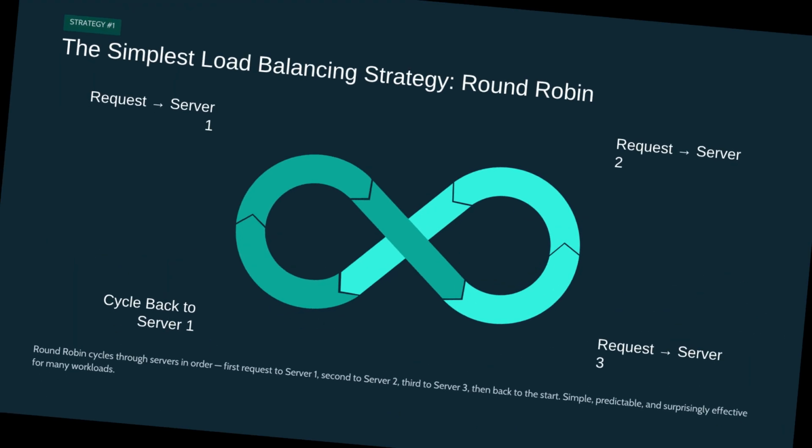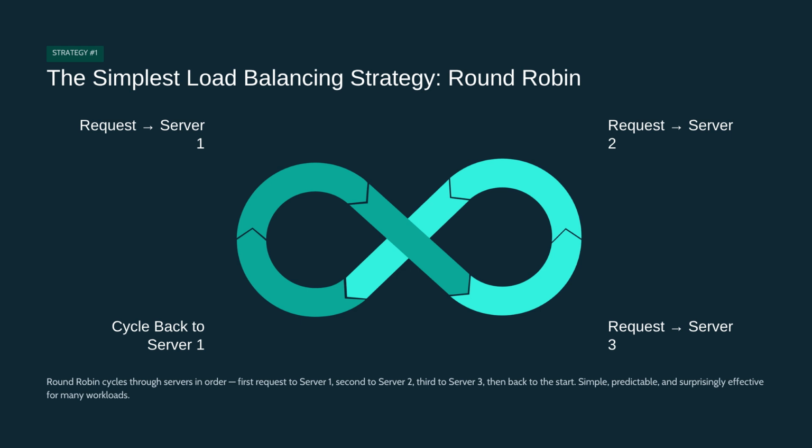One common strategy is round robin. The first request goes to server 1. The second request goes to server 2. The third request goes to server 3. Then the cycle repeats. This ensures traffic is distributed evenly across all available servers. For many applications, this simple approach works surprisingly well.